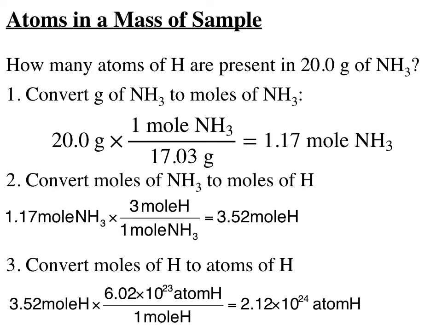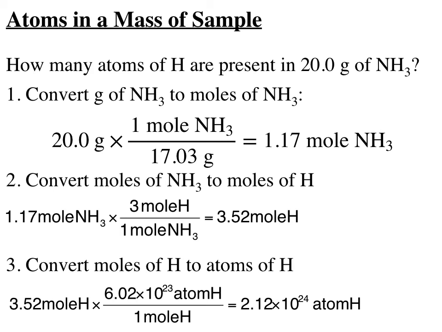So I find the molar mass of ammonia, and that turns out to be 17.03 grams. Then I divide the mass of the entire sample by the molar mass of ammonia to find the moles of ammonia. So the first conversion you see is I'm eliminating grams, changing into moles of ammonia. And I find 20 grams of this sample is 1.17 moles of ammonia.